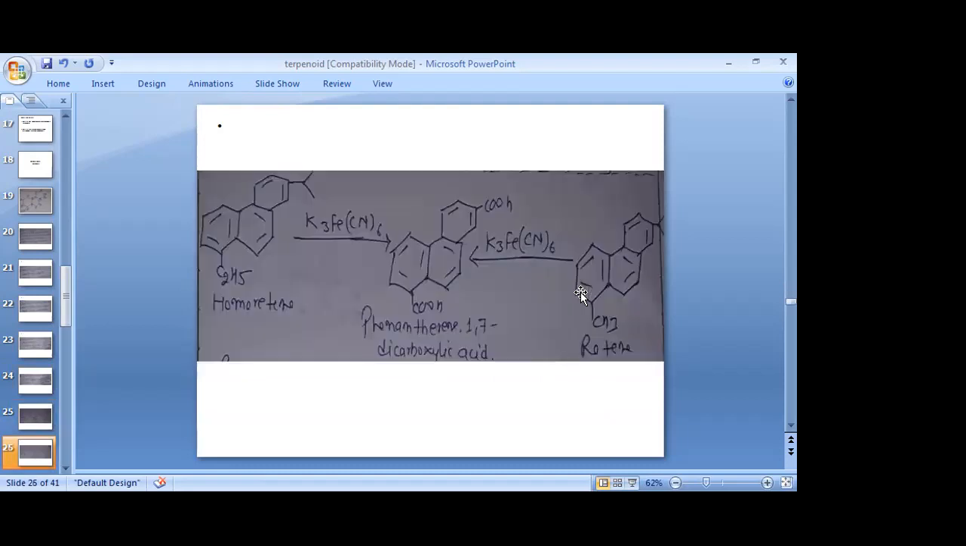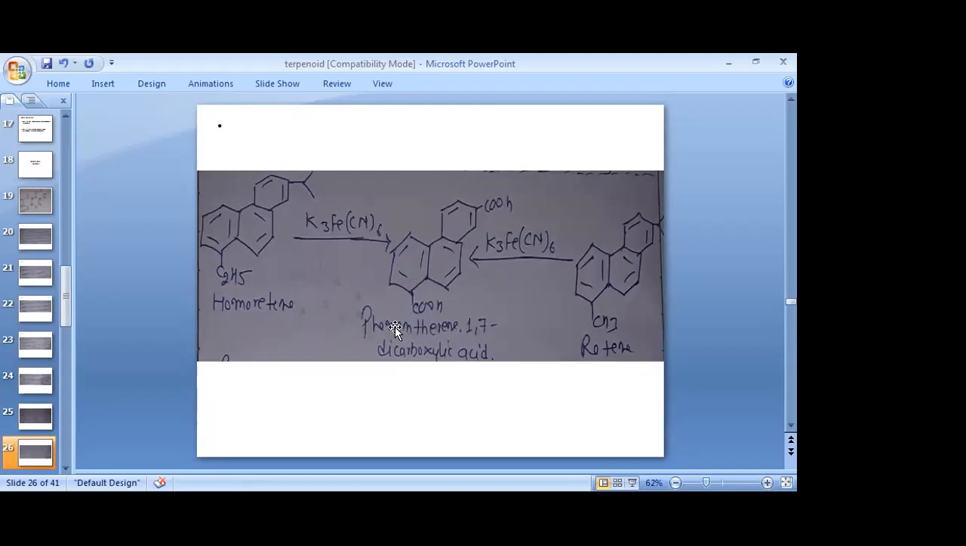And after that, next you can see retene or homoretene. Either we talk about retene or homoretene, both when they react with potassium ferricyanide, then they give the same type of product, right?